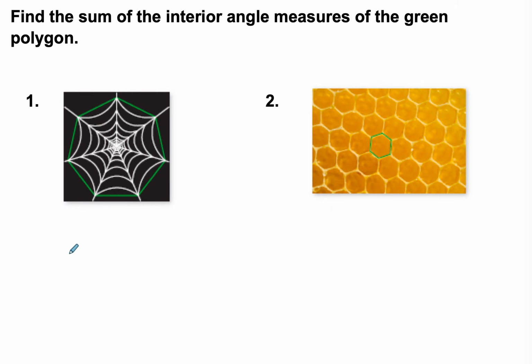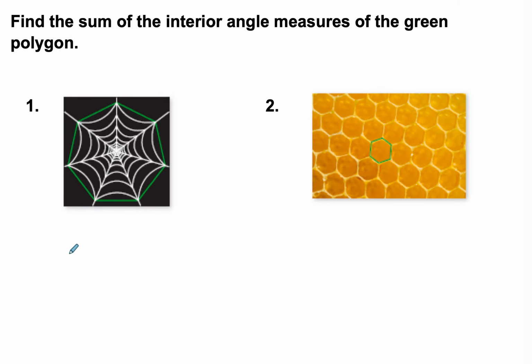All right. Here are two to try on your own. Go ahead and pause the video and try these two problems. Okay, let's check our answers. So the directions say find the sum of the interior angle measures of the green polygon. Our formula for interior angle measures is 180 times n minus 2.